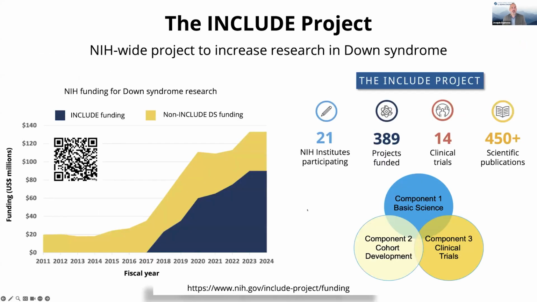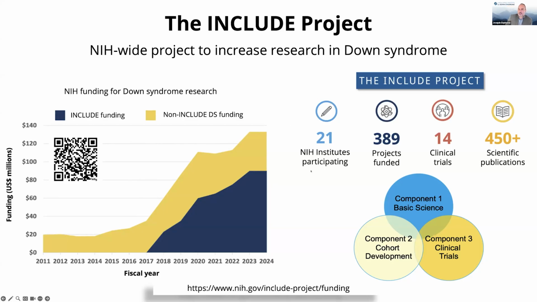So let me remind you that the Include Data Coordinating Center is part of the INCLUDE Project, this wonderful NIH-wide project to increase research in Down syndrome that has truly transformed the field through a strong infusion of new funding, shown here. Prior to the INCLUDE Project in 2018, the NIH investment in Down syndrome research was hovering around $20 to $30 million, and you can see that for the past several years now, we've been around $130 million.